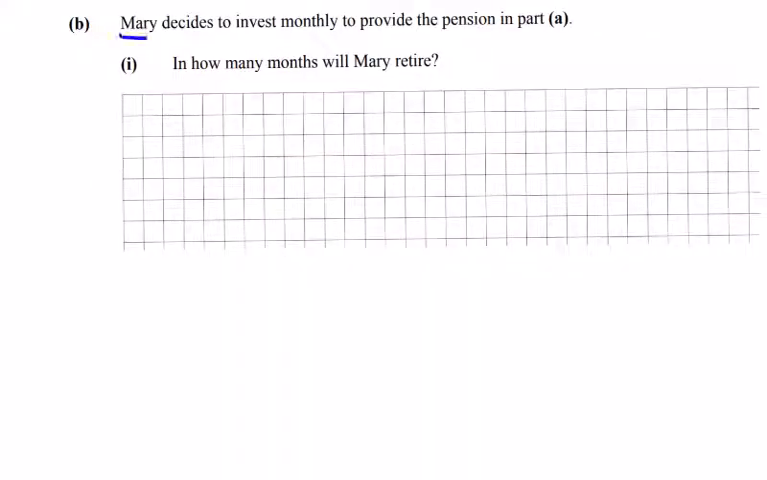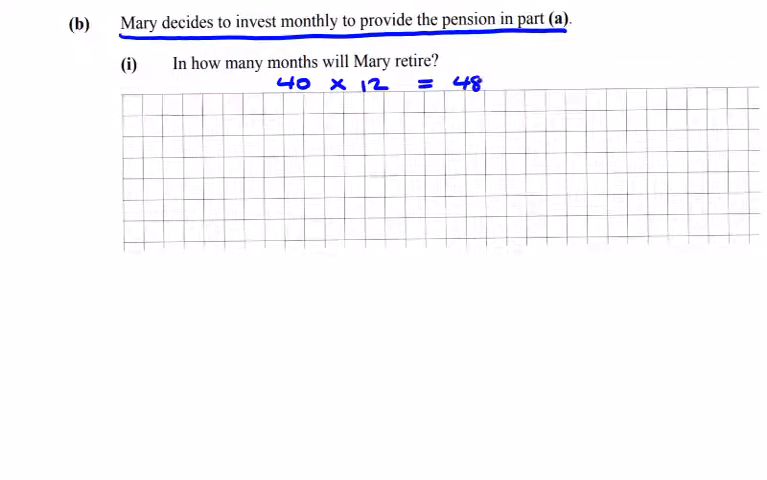So now Mary's going to invest to save up this much money. She's got how many years to do it? 40. So a couple of giveaway marks here. 40 years to retirement by 12 months is 480 months. A higher level math question, but it's only 5 marks within 50.